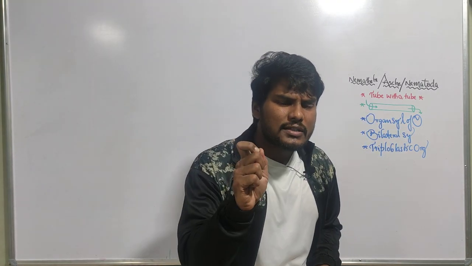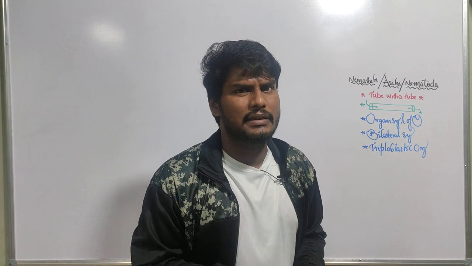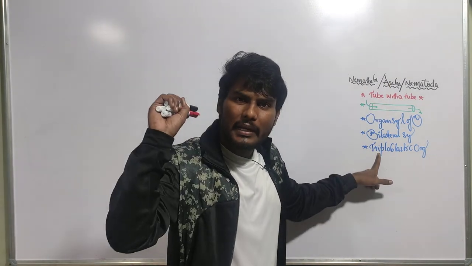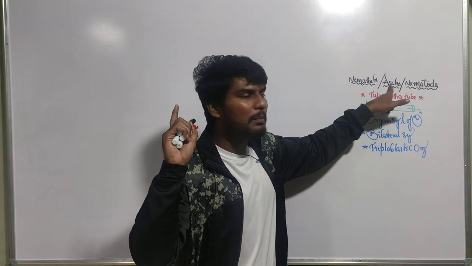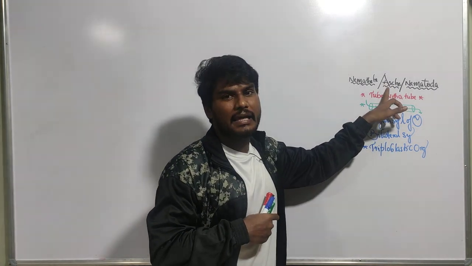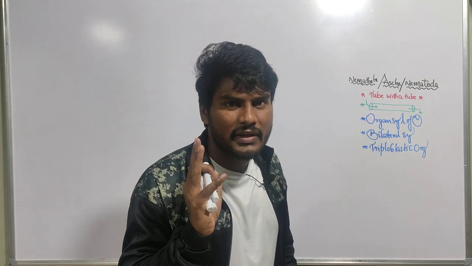So, first, bilateral symmetry is seen in Platyhelminthes. Second, bilateral symmetry is seen in Aschelminthes. First, triploblastic: Platyhelminthes. Second, triploblastic: Aschelminthes. First organ system level is in the Aschelminthes. You should keep this comparison in mind. Comparison is very, very important.